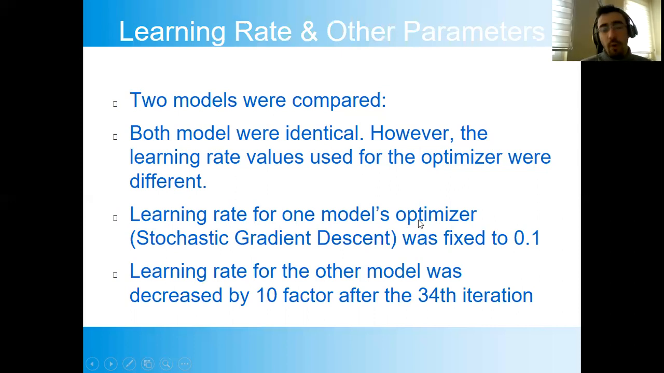The optimizer is stochastic gradient descent for both models, and the learning rate was fixed to 0.1 in one model. The learning rate for the stochastic gradient descent for the other model decreased by a factor of 10 after the 34th iteration. That means after 34 epochs, the learning rate decreased by a factor of 10. So how did this change in the learning rate for the second model affect the performance?